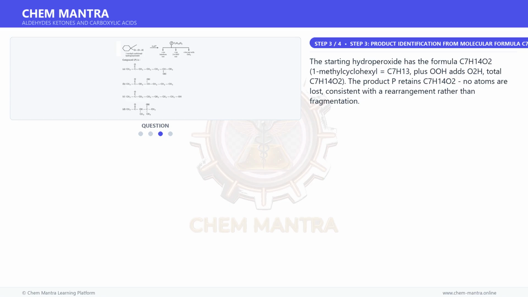The starting hydroperoxide has the formula C7H14O2: 1-methylcyclohexyl is C7H13, plus OOH adds O2H, total C7H14O2. The product P retains C7H14O2, no atoms are lost, consistent with a rearrangement rather than fragmentation.